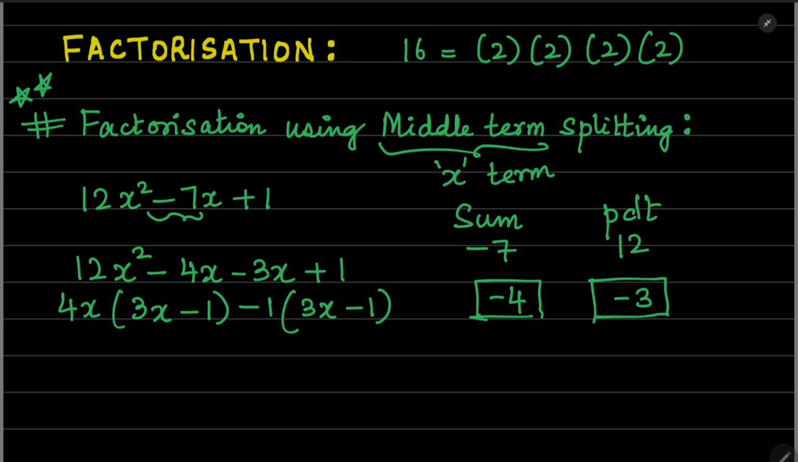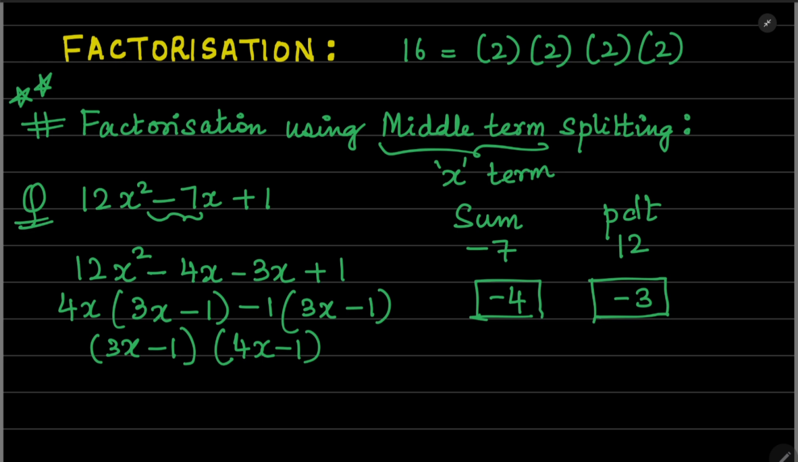Now you can just combine. This is one term, this is the other term. In both these terms you have 3x minus 1 common. So take it out common, 3x minus 1. And what is remaining inside? 4x minus 1 is remaining. So write it together: 4x minus 1. So this is your answer.